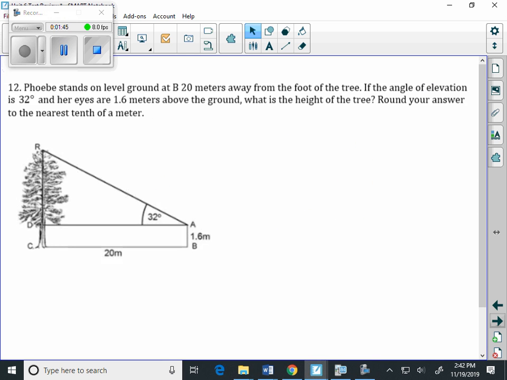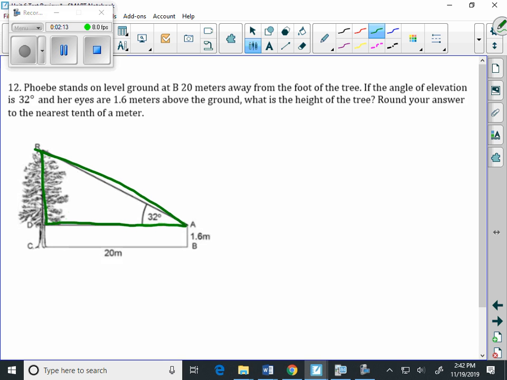Number 12. Phoebe stands on a level ground at B, 20 meters away from the foot of the tree. If the angle of elevation is 32 degrees and her eyes are 1.6 meters above the ground, what is the height of the tree? Round your answer to the nearest tenth of a meter. So first of all, when we start this one, we're going to deal with this triangle here.